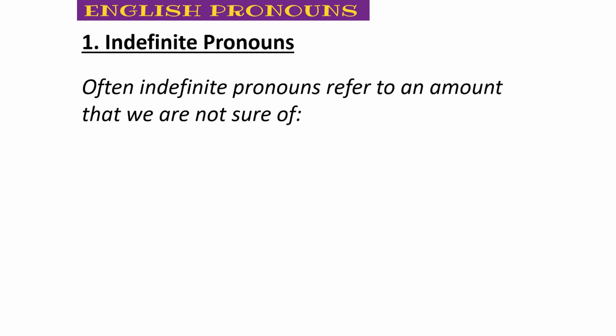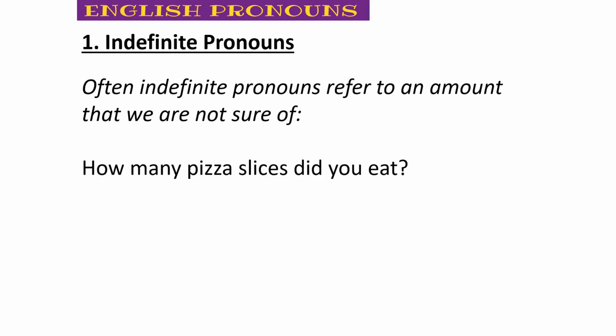Often indefinite pronouns refer to an amount that we are not sure of. So, how many pizza slices did you eat? I ate many. Now, that many could be 5, it could be 20, it could be 500. You don't know exactly. It's not specific. And even if you don't have this sentence at the beginning, if you just say many, many of what? Many people, many things? It's only because you see this sentence here that it replaced the pizza slices that you know it refers to pizza slices. But many could be people, animals, dogs, it could be anything.